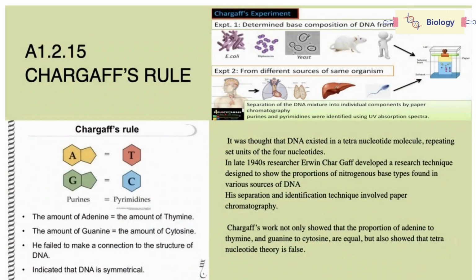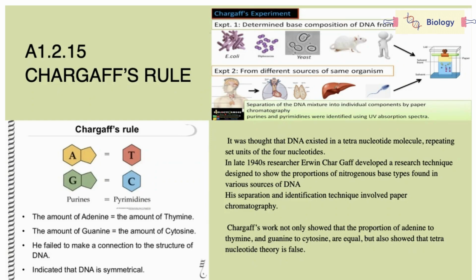Chargaff's rule. As mentioned earlier, scientists in the early part of the 20th century worked under the assumption that protein was responsible for the genetic traits. Research showed that there were both DNA and protein in the nucleus of the cell, and the hypothesis was that DNA existed as a tetranucleotide molecule, in other words, in repeating units of the 4 nucleotides, and was there to help give structure to chromosomes.